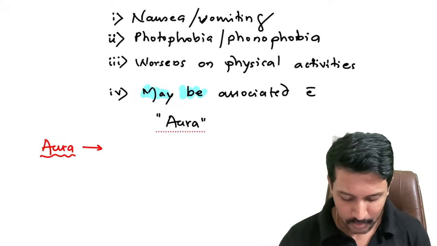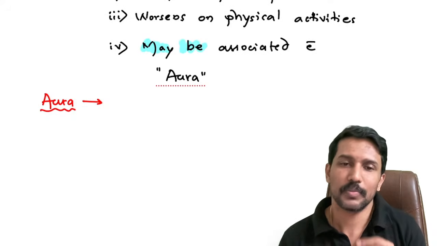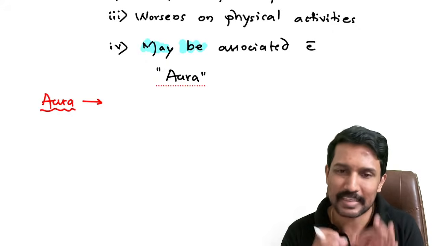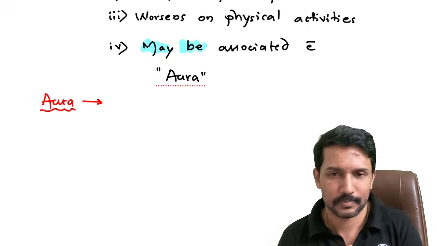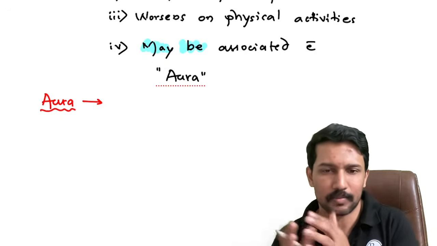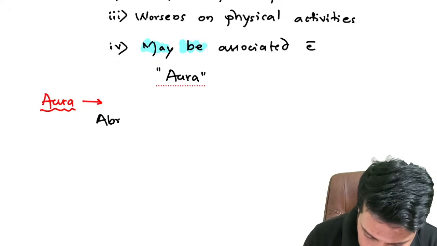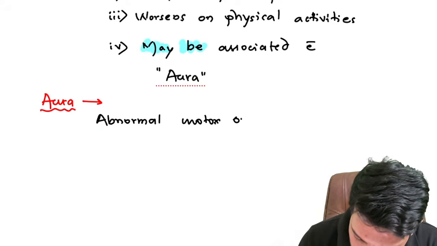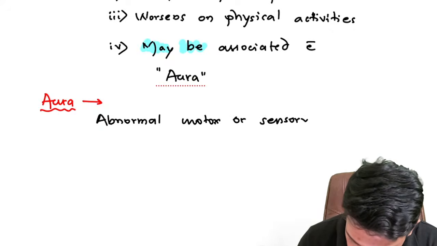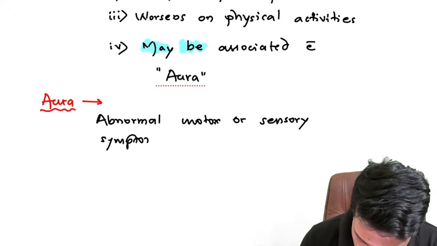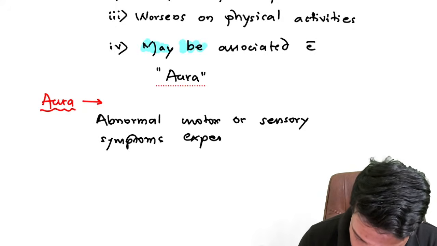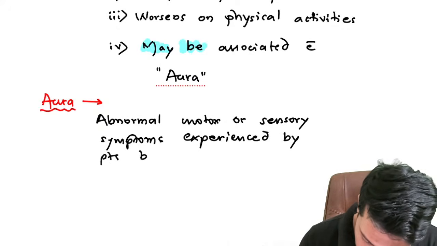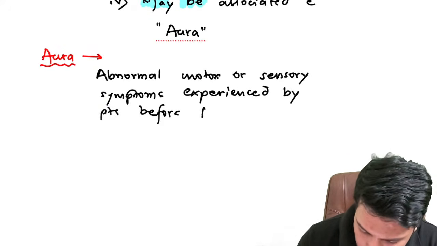What is aura? So aura refers to abnormal motor or sensory system function related symptoms that patients experience before the onset of headache. Means first aura comes and then headache comes. So these are abnormal motor or sensory symptoms experienced by patients before the onset of headache.